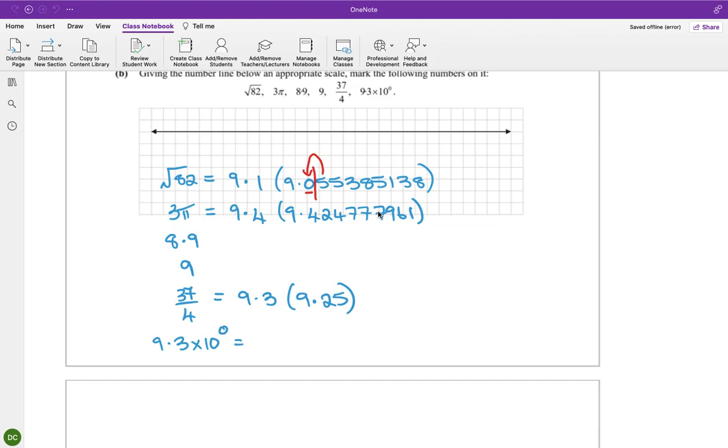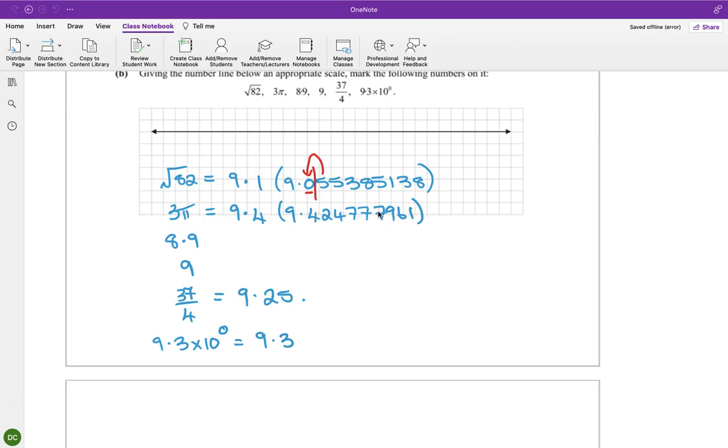Oh, see, is that just 9.3? 9.3 by 10 to the power of 0. Yeah, that's 9.3. Okay, so I don't want to put the two of them in the same place. For this one, I'm going to go with 9.25.